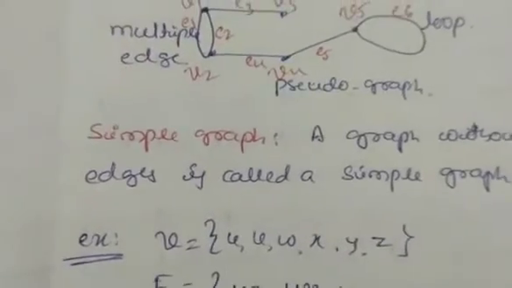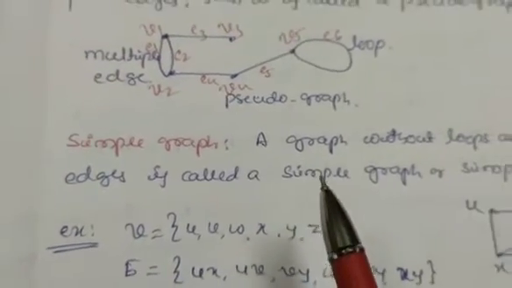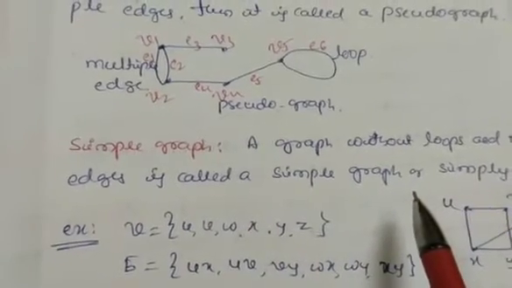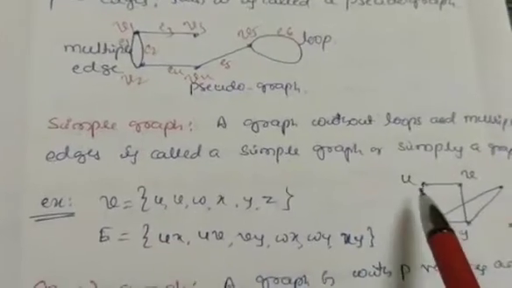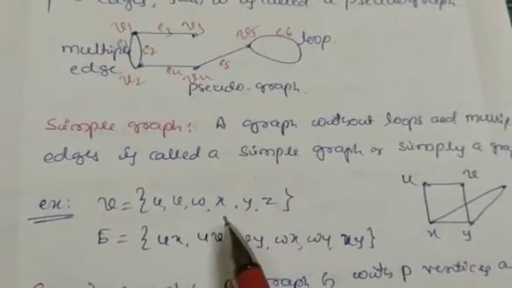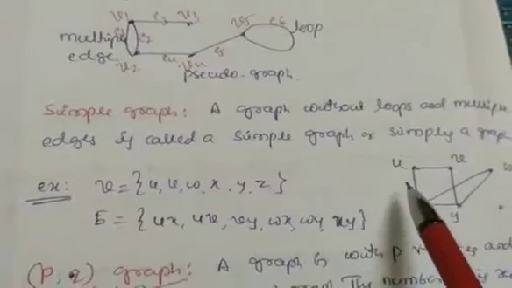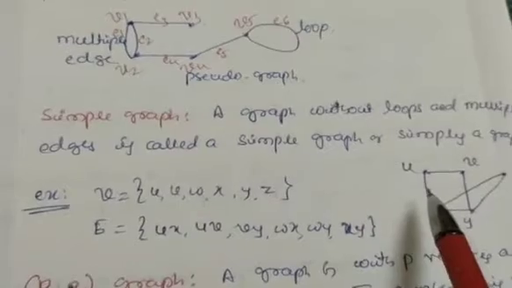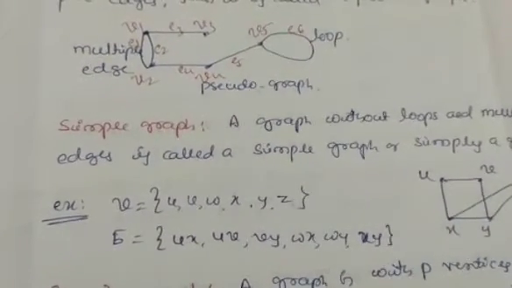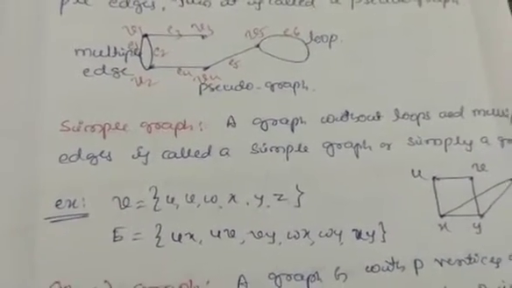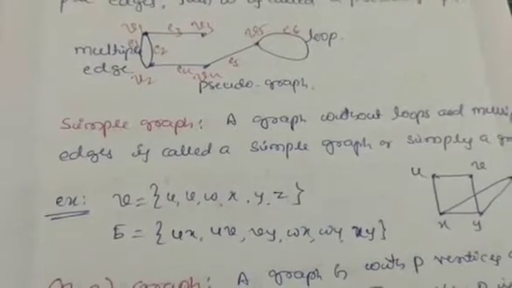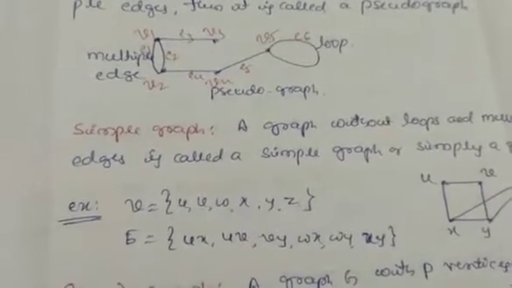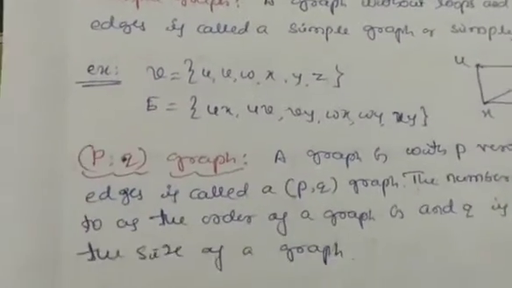Let us take one more definition: simple graph. A simple graph means a graph without loops and multiple edges. There are no multiple edges and loops. For example, we can take this graph, which contains U, V, W, X, Y, Z, and the edges here. There are no multiple edges or loops. I hope you know the meaning of multiple edge and loops. Multiple edge means two vertices are joined by two or more edges, and a loop means a vertex is joined by only one edge to itself.